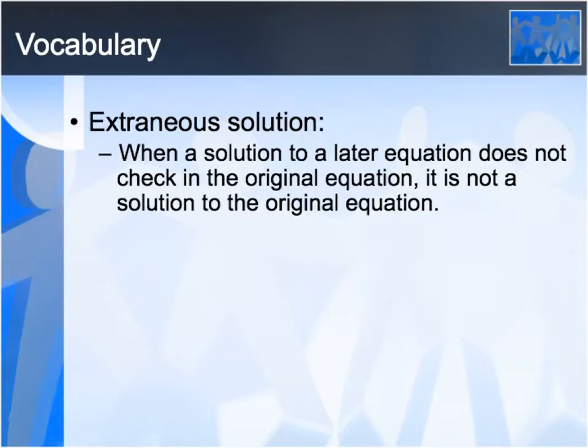So one of the things that we're going to encounter when we're working with equations that have radicals is that there's a possibility that even though we do everything right in solving for that variable, the solution we get may not work in the original equation. And when that happens, it's called an extraneous solution. So when a solution to a later equation does not check in the original equation, it is not actually a solution to the original. And we're going to encounter that with some of our examples here today.